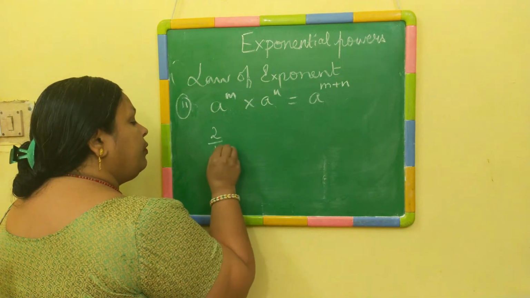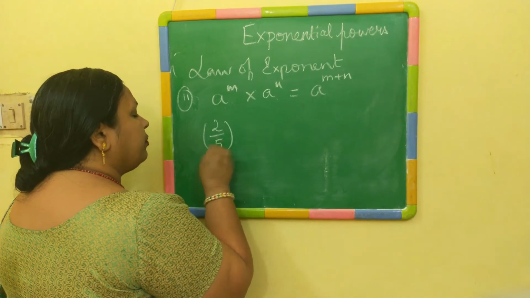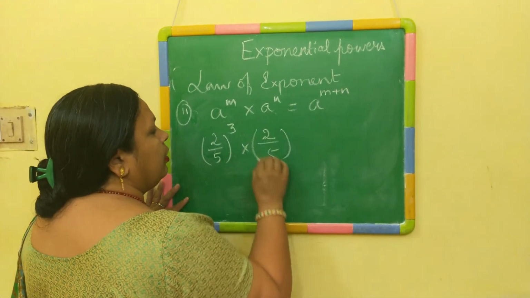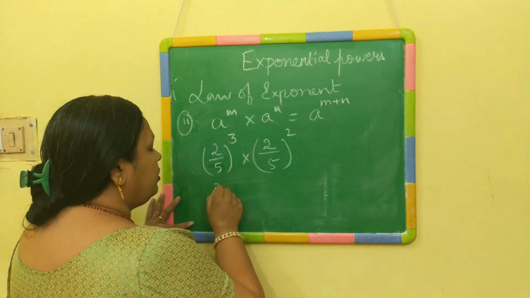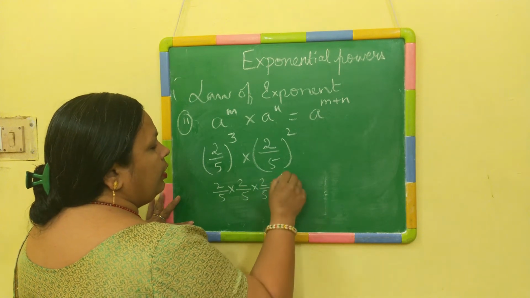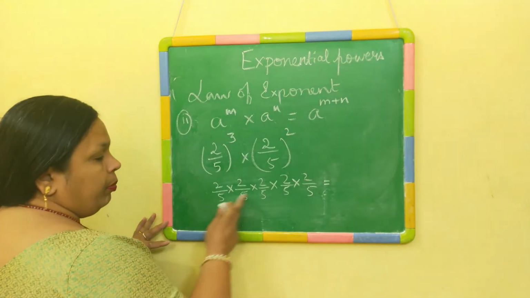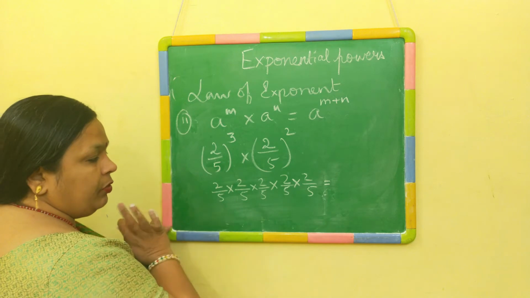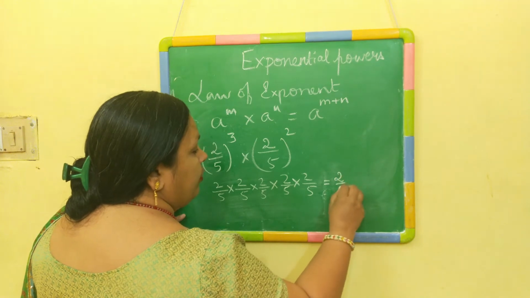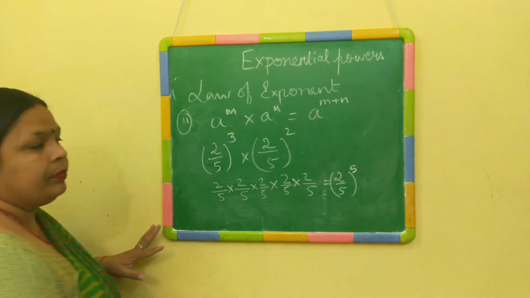Let it be 2 by 5 power 3 into 2 by 5 power 2. So what does this mean? 2 by 5 multiplied 3 times, and 2 by 5 again multiplied 2 times, which is nothing but multiplication of the numerators and multiplication of the denominators. This is 1, 2, 3, 4, 5. This is 2 by 5, and this is also 5 times. So this is 5. Clear?